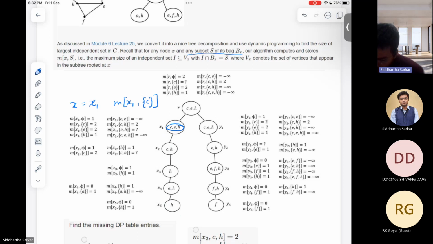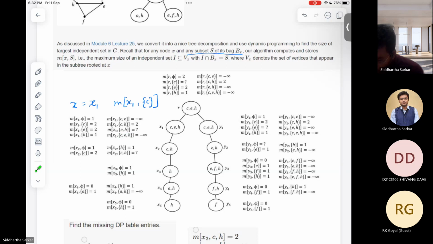So for a node X, they're denoting the bag as V sub X. So what is the bag content of X1? The bag content of X1 is ACEH. Right. So CEH, how many subsets are there of CEH? There could be eight subsets possible. Yes. So you see there are 8 entries corresponding to X1. So X1 empty set is one entry, singletons 3 entries, cardinality 2 subsets 3 entries, and cardinality 3 one subset.